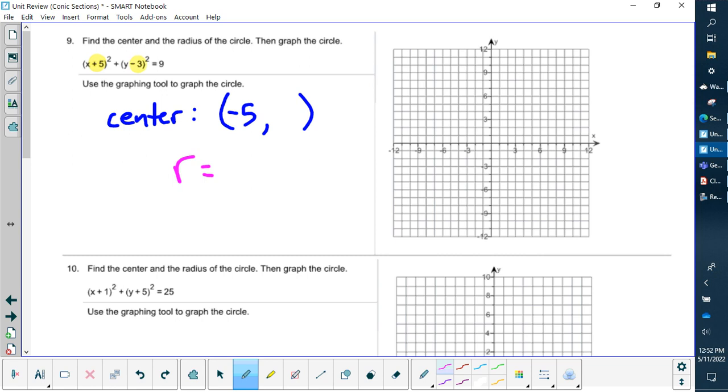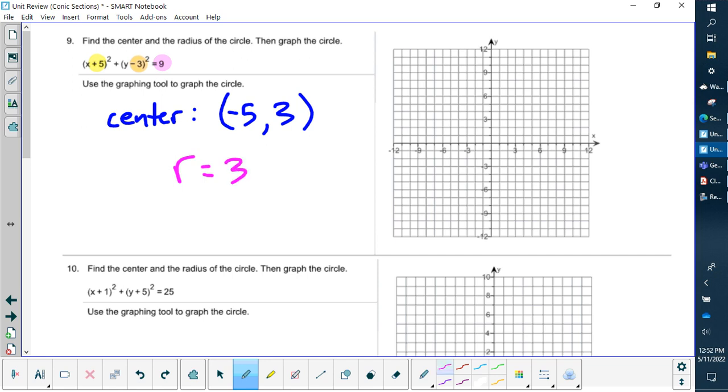And then I've got minus 3 right here. Subtraction is part of it, so a positive 3 would go in there. And then r squared. Now this is not my radius, that's my radius squared. What number do I multiply by itself to get 9? And the answer is 3.